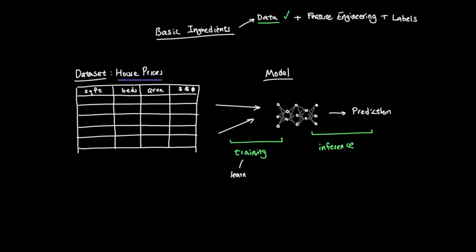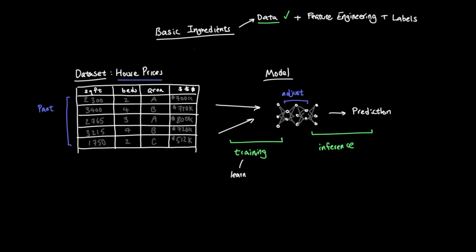Continuing with our housing prices example, training is when we show the model past homes where we already know the final sale price. The model looks at features of each house, makes a prediction, compares the prediction to the real price, and then adjusts itself so it can do better next time.